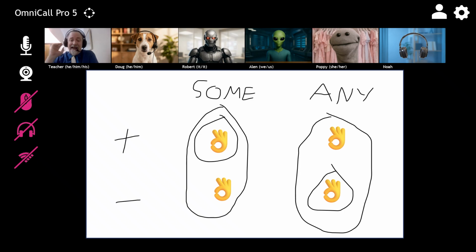So yes, any can be used with positive and negative. Some can be used with positive and negative. But the reason any and negative are more common is that's just a more common situation. Some and positive is a more common situation. The other two, any and positive, and then some with negative, those do exist, but they are rare.